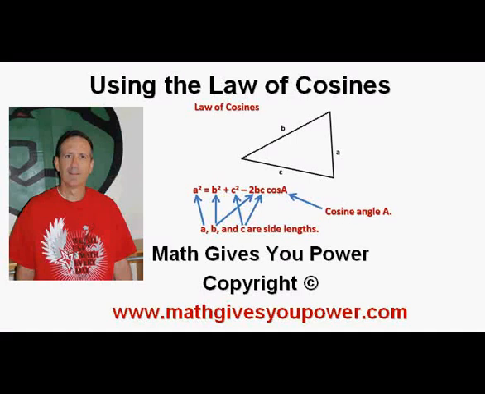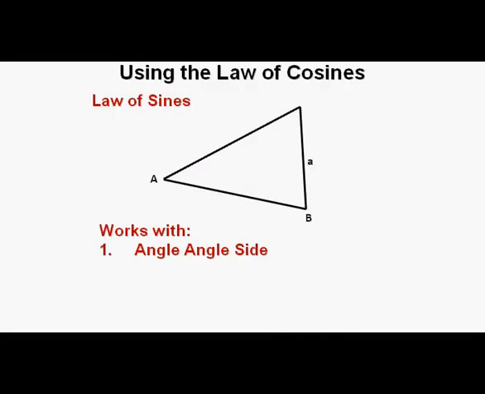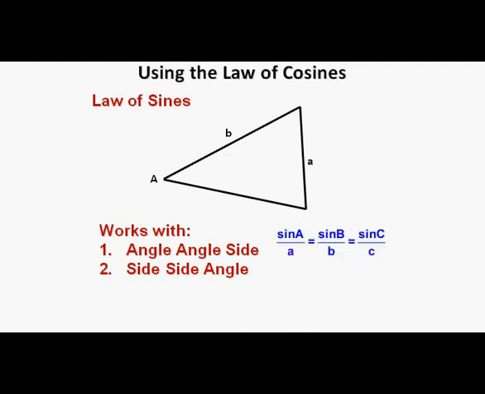Using the law of cosines. If we have a triangle where we know angle, angle, side, in this case angle A, angle B, and side little a opposite angle A, or if we have side, side, angle, in this case side little a, side little b, and angle A, we can find the remaining sides and angles of a triangle. And this is the law of sines.